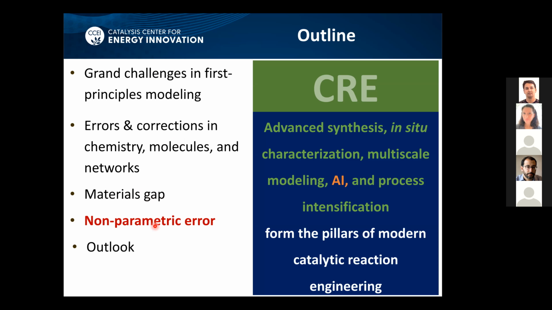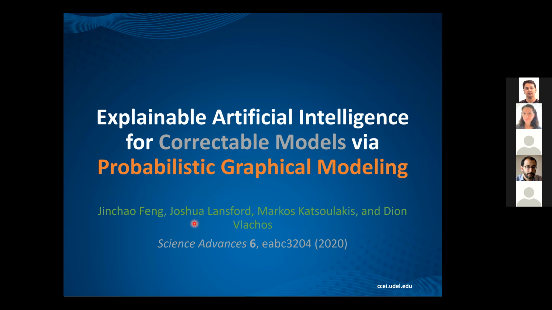One of the open questions here, I'd like to spend just 2-3 minutes on, is getting back to this non-parametric error. How do we really quantify how much error we have when we don't deal with physical parameters? And so with 2 of our graduate students and my math collaborator, we started building a framework of AI, which is explainable and correctable.